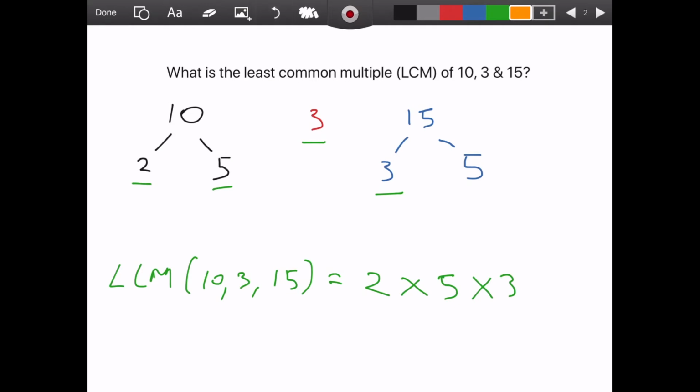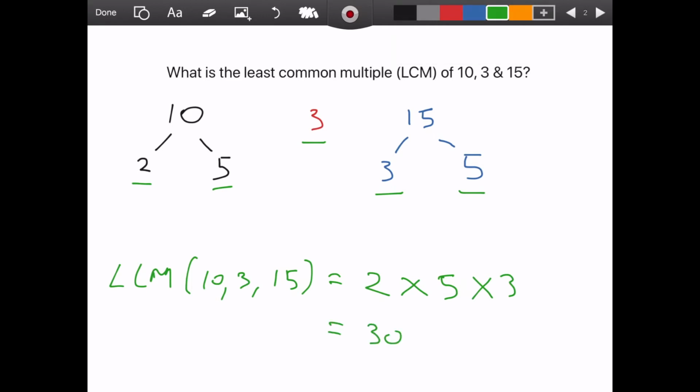Okay, and so what do we want? We want 5, but 5 is already inside this LCM. It's already listed over here, right? So we don't want to put another 5. If we put another 5, then again it won't be the least, right? Okay, so this is enough. 2 times 5 times 3. So the answer will be 30.